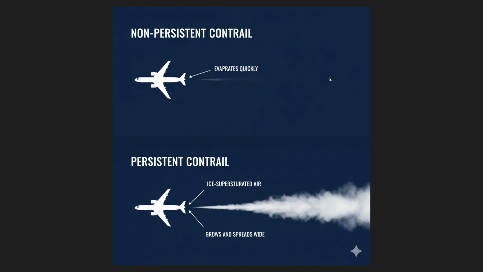The final step is what makes them dangerous. If the air is ice supersaturated, meaning it has much more moisture than usual, the new ice crystals won't evaporate. Instead, they grow and spread. This is when a short white line turns into a massive, climate-changing blanket.